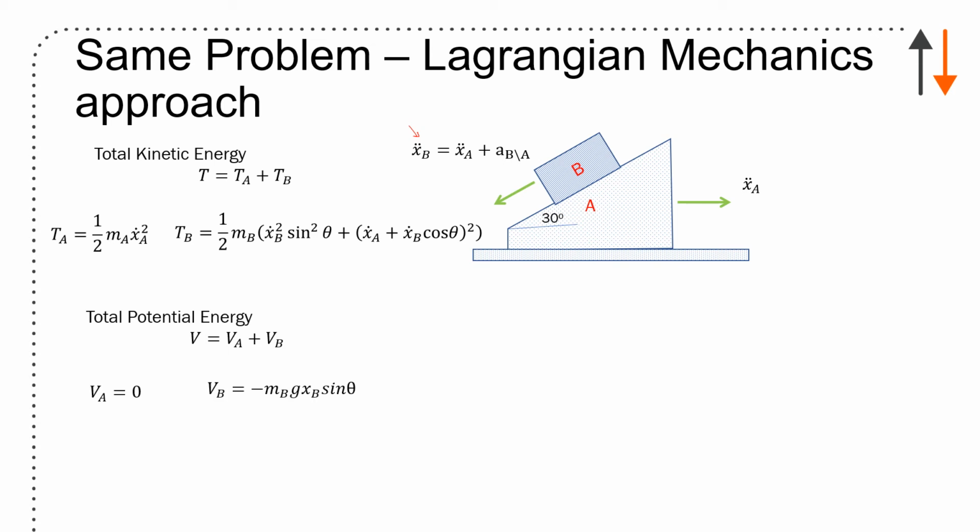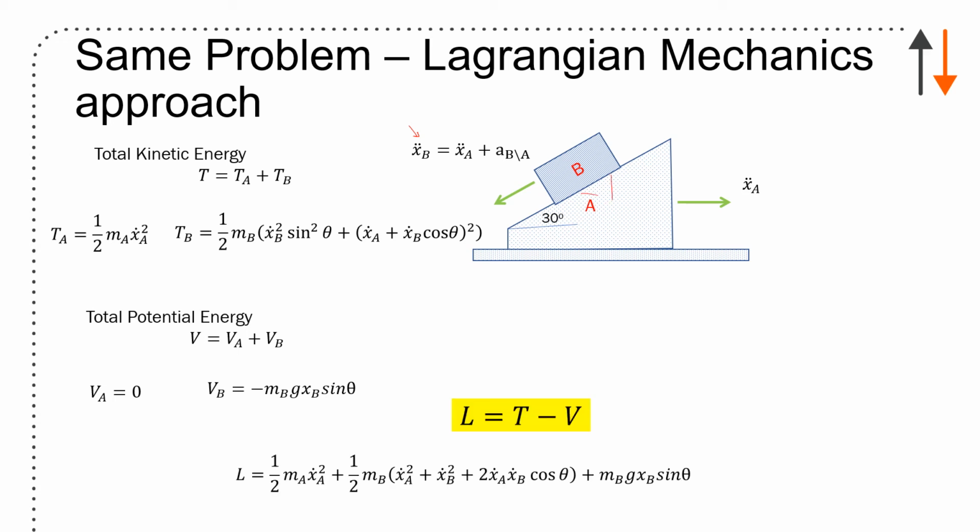Potential energy, VA, VB. VA, the change in potential energy is equal to 0. That's my datum. VB is minus mb g sine xb sine theta. So it's really just the change in height as I go along here. So if I write my Lagrangian, which is the difference between kinetic and potential energies, I get this right here. And since my potential energy is negative, it becomes a positive term. So xa dot squared, xa dot squared, xb dot, xa dot, xb dot, and xb.